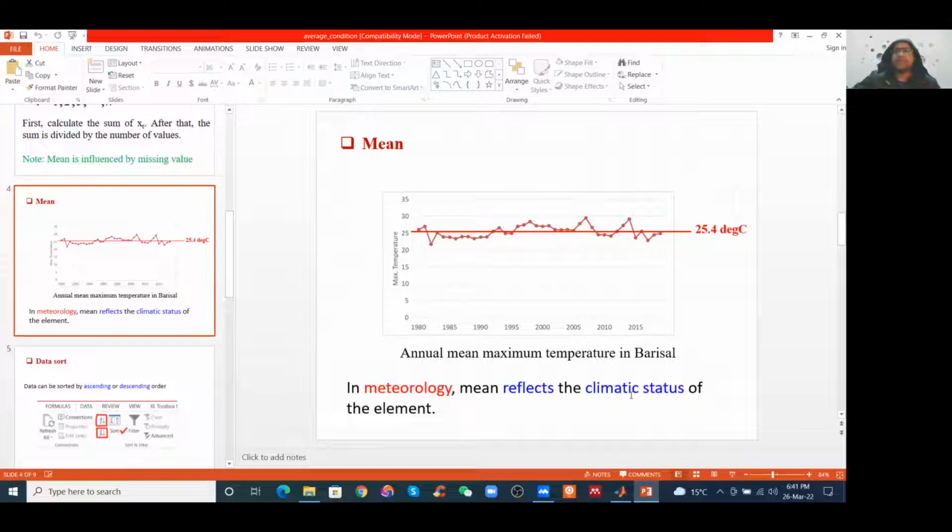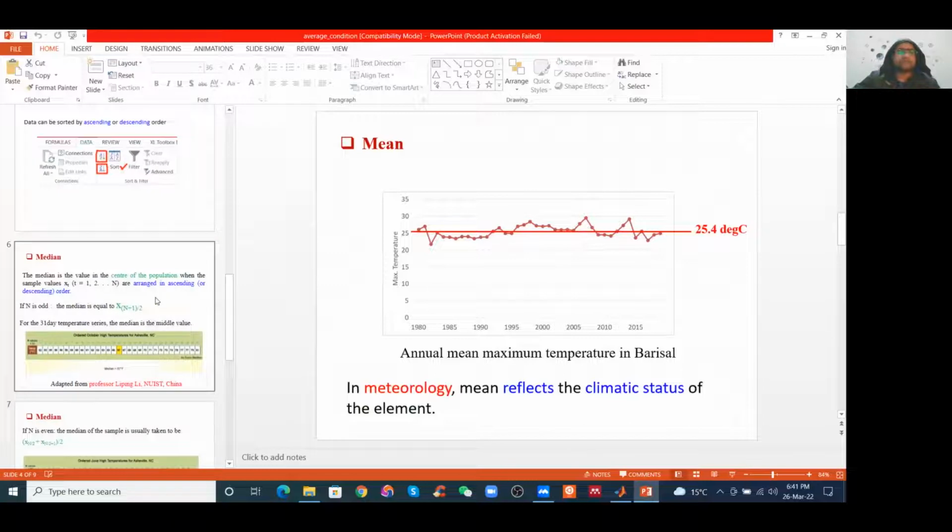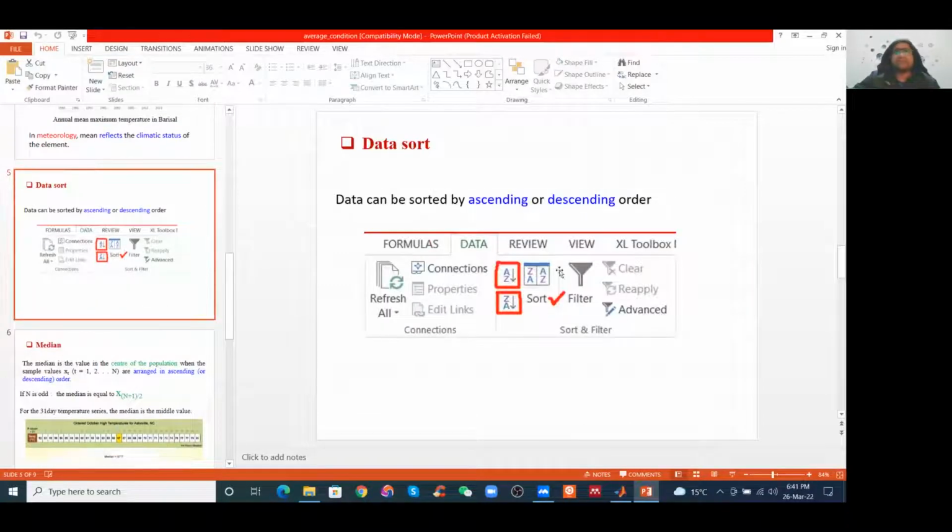In meteorology, the mean reflects the climatic status. Like if you have 24.5 degrees centigrade, then you can describe this mean value as describing the climatic status. Even you can sort your data in Excel, in ascending or descending order like this. But we sorted in MATLAB.